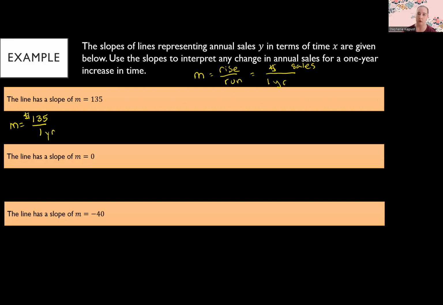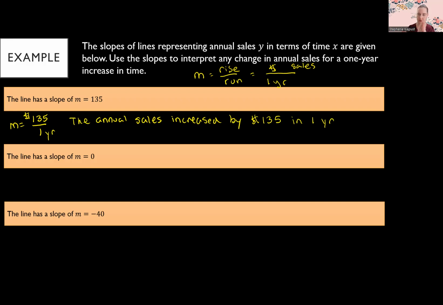So when we write an interpretation of slope, we're writing a sentence of what this actually means. And so if you have a line that has a slope of 135, this is a positive number, which indicates an increase. So we would say the annual sales, and it's positive, so we say increased by, and then how much it's increasing by. It's $135. And then you would give your horizontal, in 1 year.